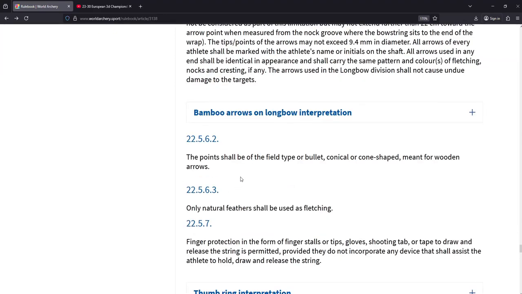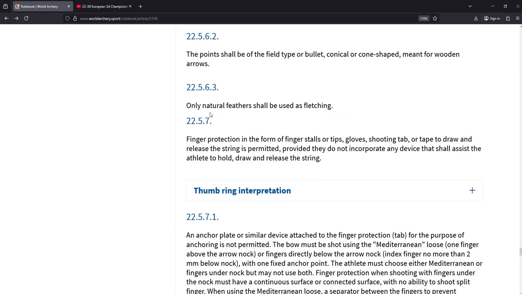Next, 22.5.6.2. The points should be field type or bullet, conical or cone shape, meant for wooden arrows. 22.5.6.3, only natural feathers shall be used as fletching. Therefore, no plastic vanes, no spin wings, and no synthetic feathers. That's pretty important because you often find bows today use synthetic feathers. It says here only natural feathers are allowed. That will limit quite a few arrow types.